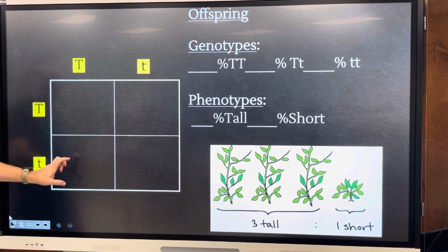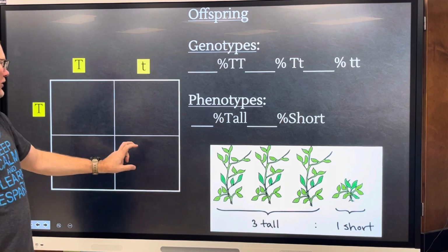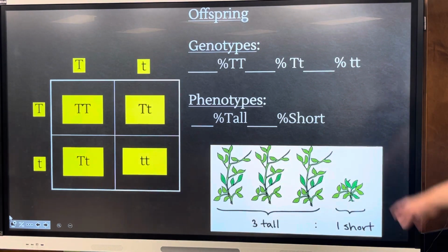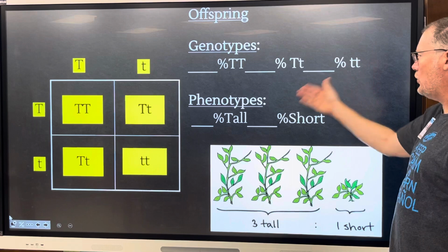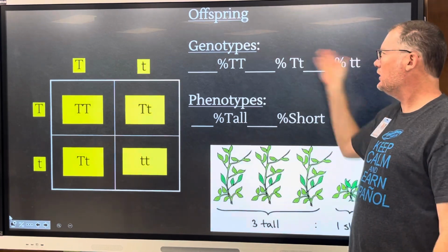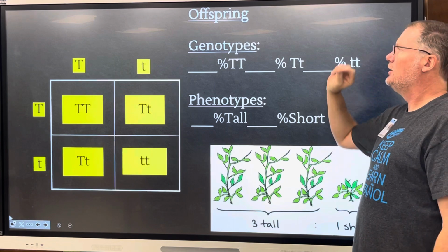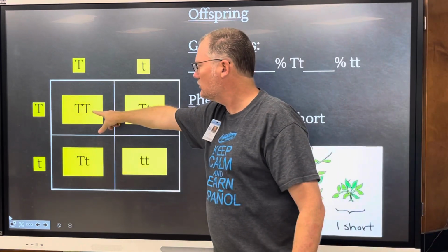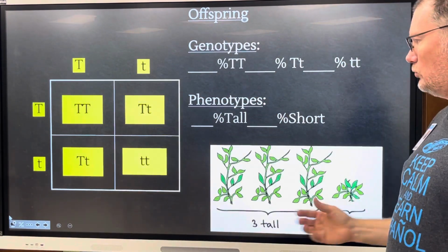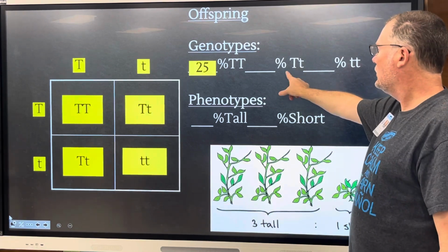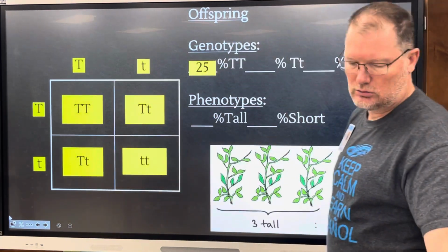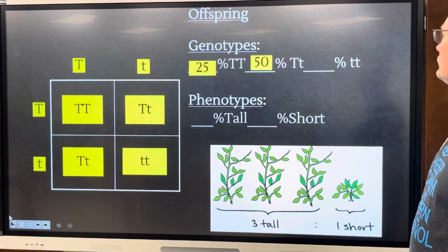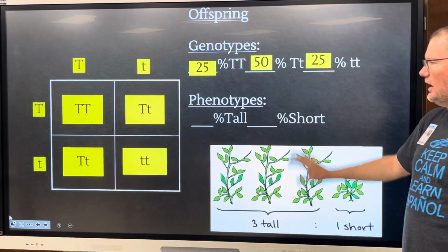So what are you going to have here? Homozygous capital, you're going to have heterozygous, and homozygous recessive, lowercase, right? So these are multiple questions. I could ask these in word form or in bullet form or outline form like this. So what percentage is homozygous dominant? 25%, right? What percentage is heterozygous? 50%, and what percent is homozygous recessive? 25%.